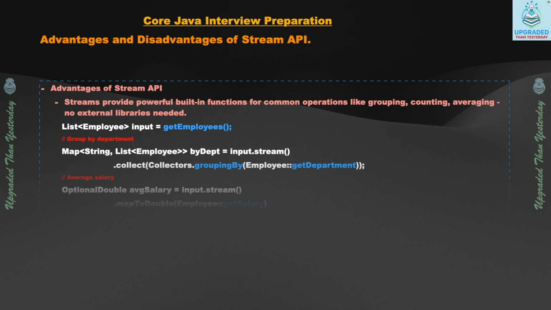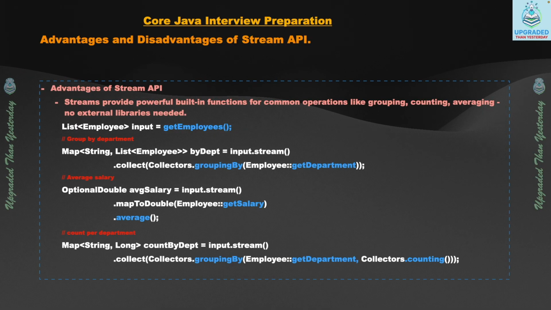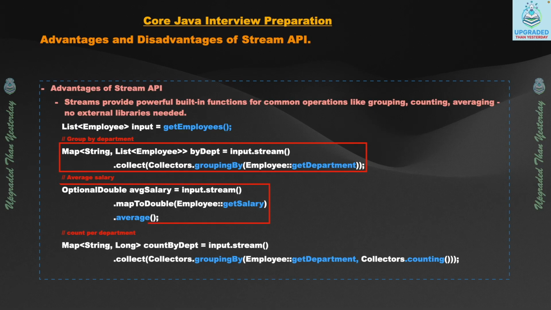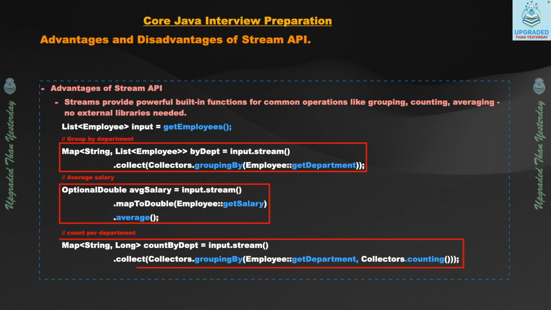Next advantage, Stream has provided built-in functions like groupingBy, counting, averaging, etc. Look at the code. First example, the groupingBy function is used to get the list of employees for each department. Second example, the average function is used to get the average salary of the employees. Third example, the counting function is used to get the number of employees in each department.